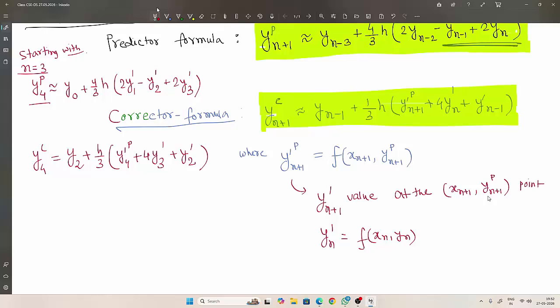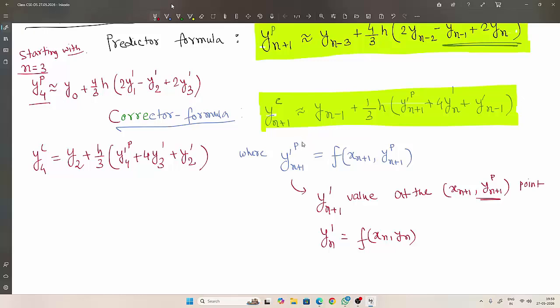That means instead of yn plus 1, actually we don't have the yn plus 1. This is our aim. We are aiming to calculate yn plus 1. But we don't have the exact value. We have the predicted value. So that's why we will put the predicted value here. And to differentiate what value we are putting, this notation is given here. That means p means the predicted value we will put here.